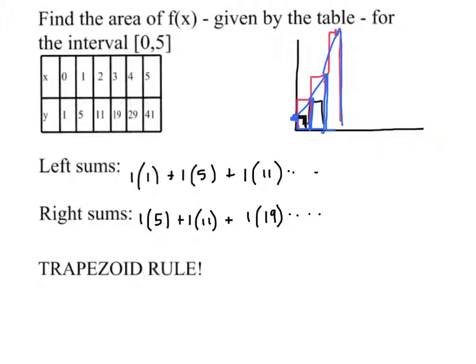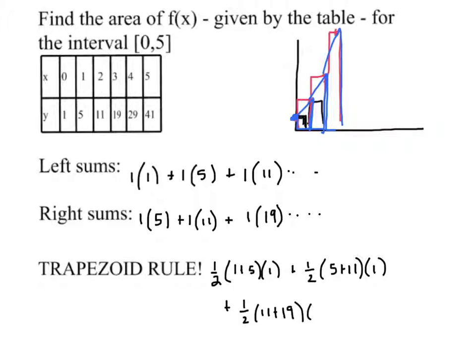So, we have 1/2, base 1 is 1, base 2 is 5, and the distance between them is 1. Okay, that horizontal distance. Next trapezoid, 1/2, base 1 is 5, base 2 is 11, and the width or height is 1. Next trapezoid, 1/2, base 1 plus base 2 multiplied by the width or distance apart, which is 1, and I would let you finish that.